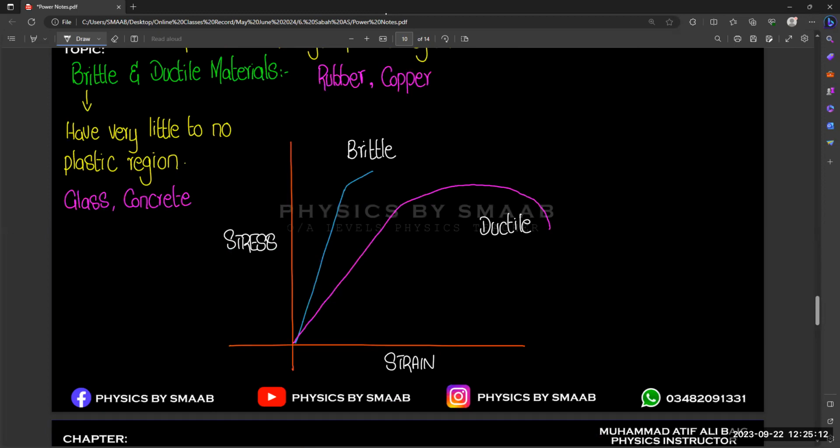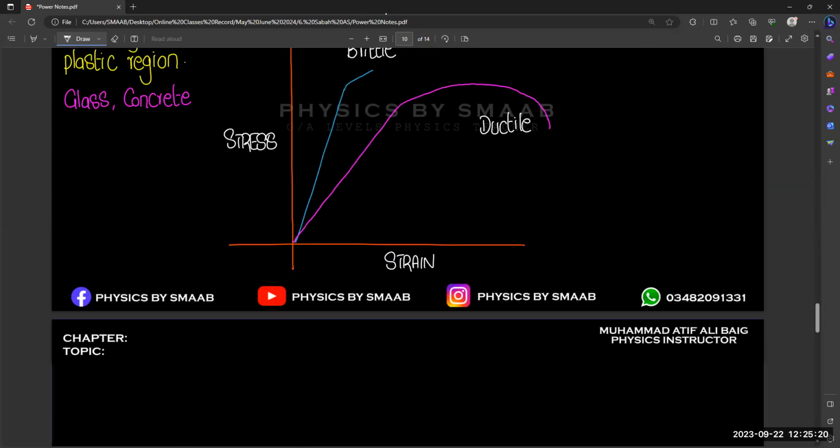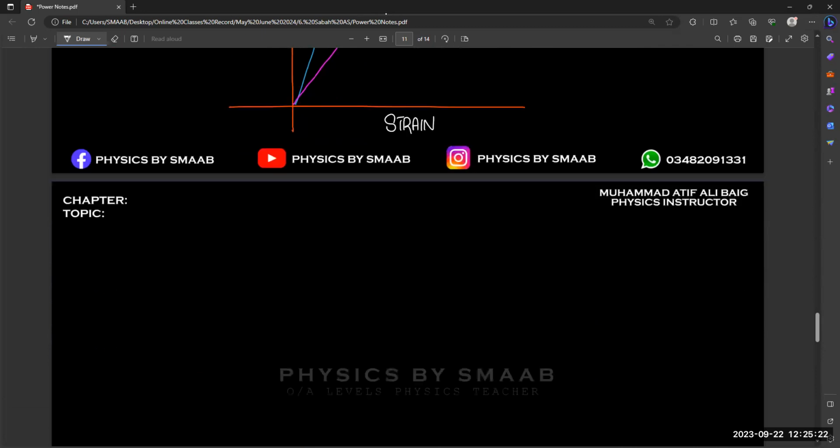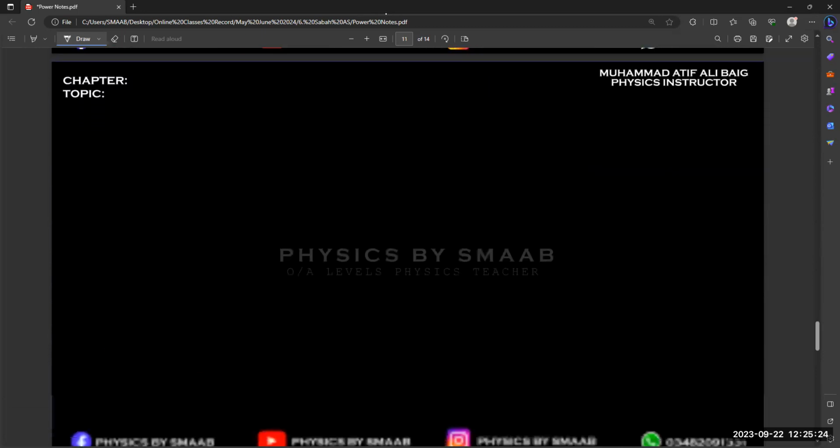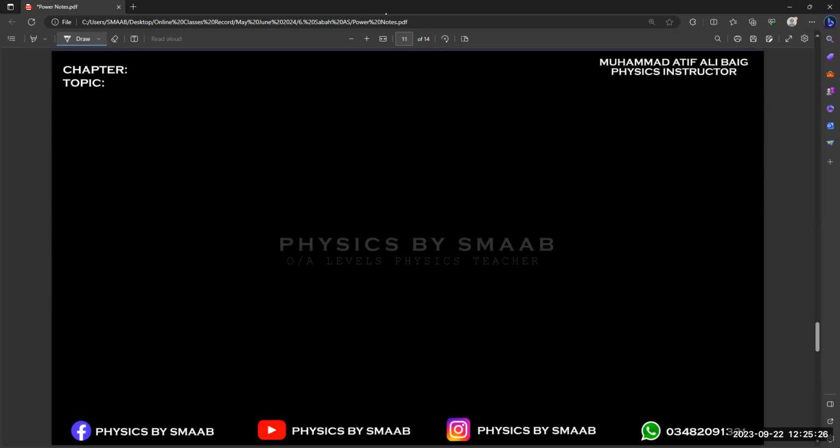And after that, we already know about Hooke's law, so no confusion in that. We already discussed it. Yes, the last thing that we have to discuss is the area under a force extension graph. Okay.